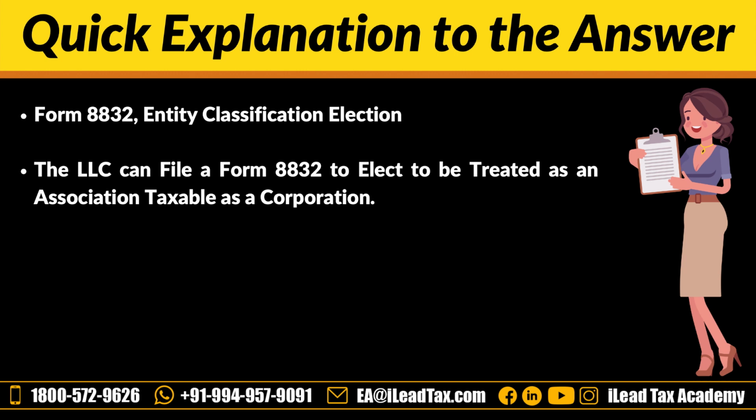In this case, Bhaskar wants Sun Enterprises LLC to be taxed as C corporation. To make this election, Sun Enterprises LLC needs to file Form 8832 and specify the desired tax classification on the form. This will inform the IRS of the entity's intended tax treatment. So option D is the correct answer. Let's go to the next question.